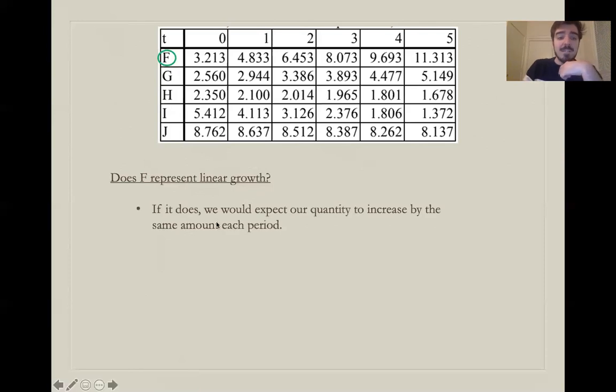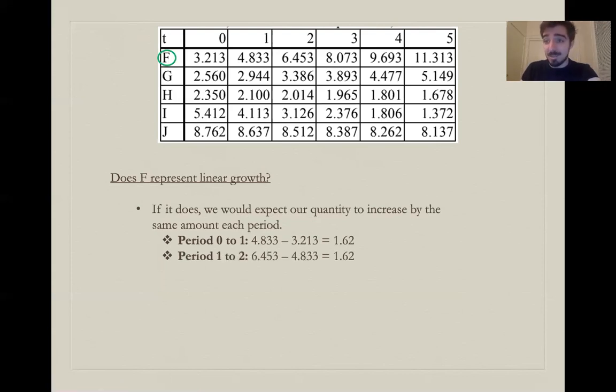Well, if it is linear, we would expect our quantity to increase by the same amount each period. This clearly is growth. If it's linear growth, then we would expect the jump from here to here to be the same as the jump from here to here, adding the same quantity each time. Well, let's check each of these jumps. From period 0 to 1, we gain 1.62. I got that by subtracting the 4.833 minus the first quantity. For the second jump, also 1.62. That's a good sign for linear. For the next jump, 1.62. Each time we go up one time period, we go up 1.62 for our f quantity.